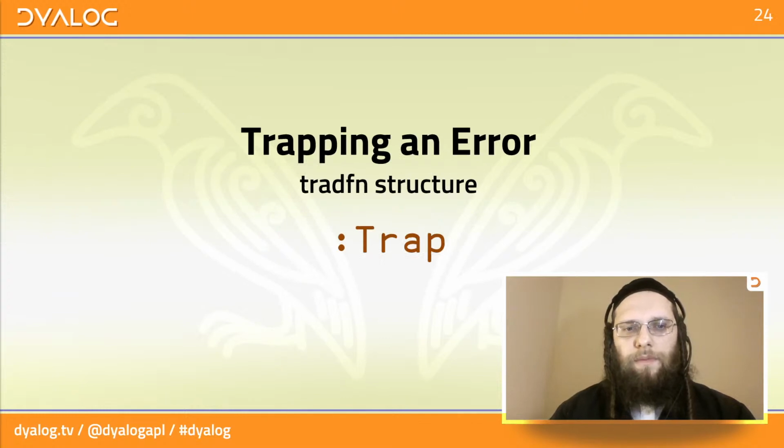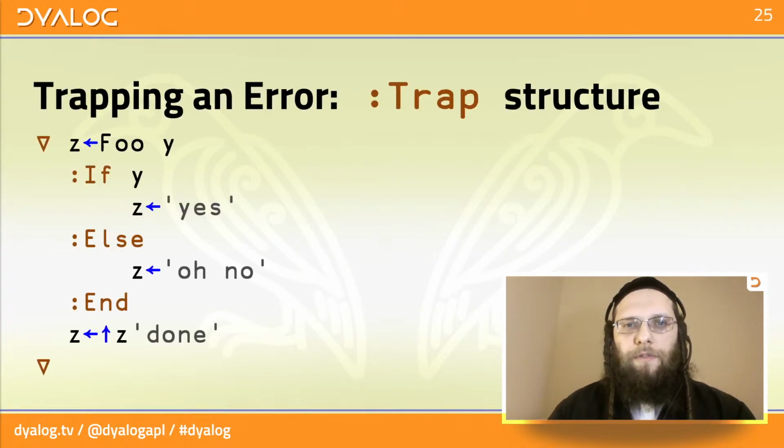So for the first one, it's :trap. Now, if you've dealt with threadfence, then you know how the control structures work. So here, where we pass in an argument, and we're using that to determine which branch, so to say, we are going through in the function. And then at the end of the structure, we continue.